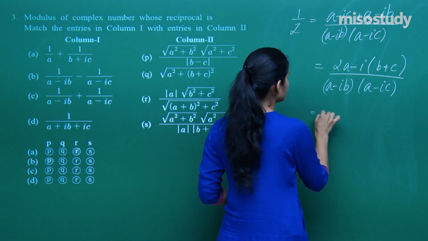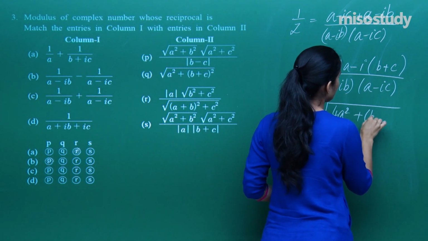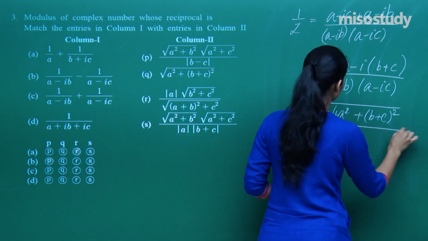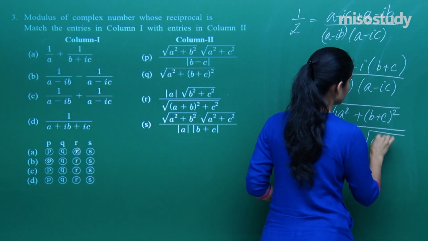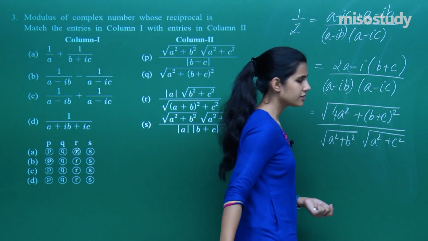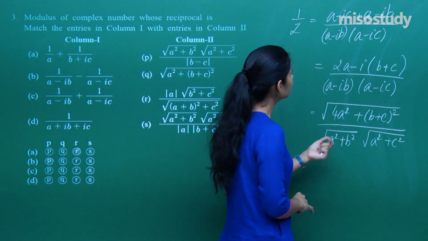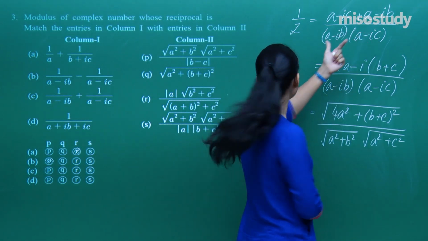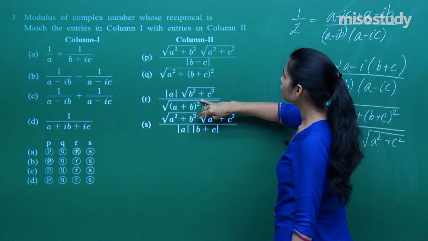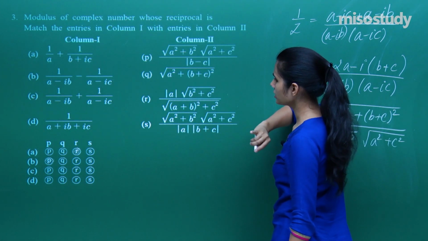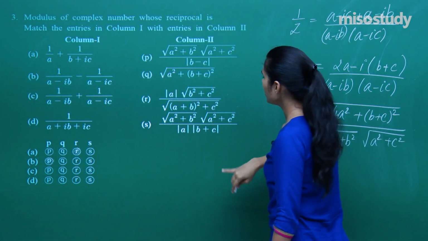When you take the mod, you basically get under root 4a square plus b plus c whole square, whole upon under root a square plus b square into under root a square plus c square. Right? So, over here if you try to understand, if you see R, yes, R and Q have already been taken. I am left with what? This is P. So R and P have already been taken, I am left with Q and S.